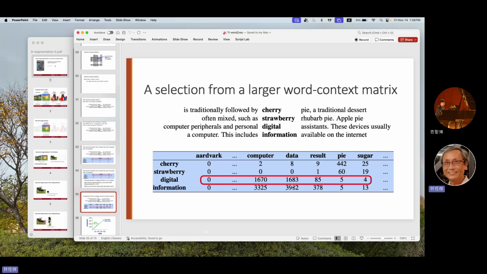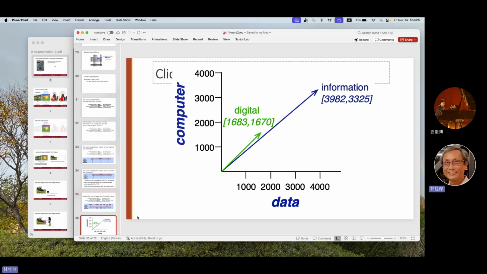We can ask the computer to do this for us. We can have the computer read a lot of articles, a lot of reports, and we simply randomly choose some of these words and have them count each occurrence. Then for each of them, we can show this kind of thing. So here you can have two different words, one is called digital, the other one called information. In terms of the dimensions of computer and data, one is like this and the other like this. And if you try to put the word pie in these two dimensions, where is it going to be?